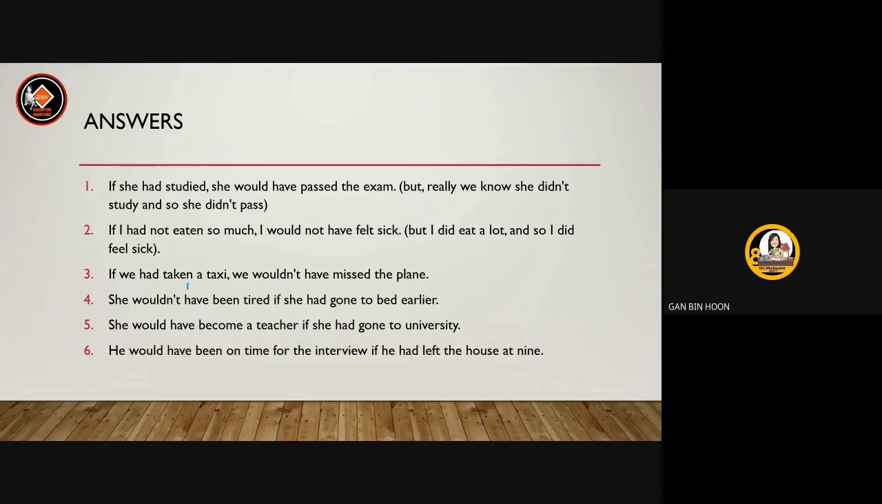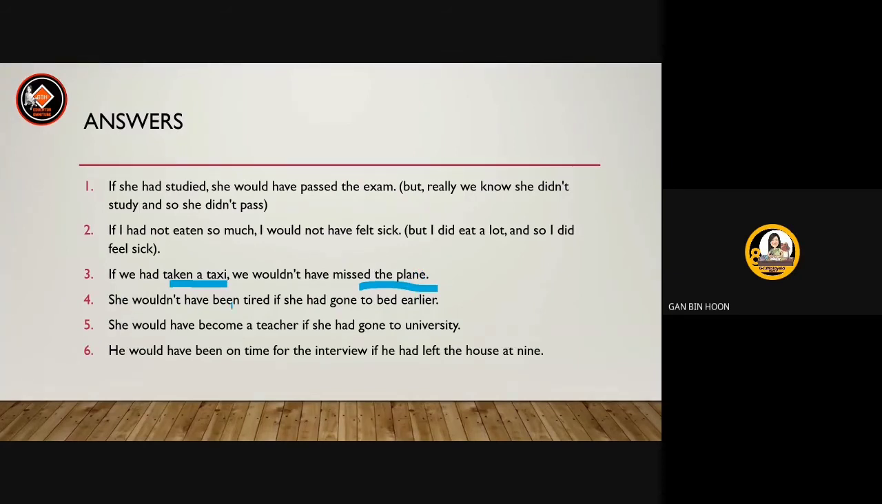Okay, if we had taken a taxi, we would not have missed the plane. Tapi maksudnya, kita ambil taxi tak? Tak. Did we miss a plane? Yes. Okay, awak tak ambil taxi, so awak ketinggalan kapal terbang. Tapi if kalau kita ambil taksi, kita tak mungkin terlepas kapal terbang.